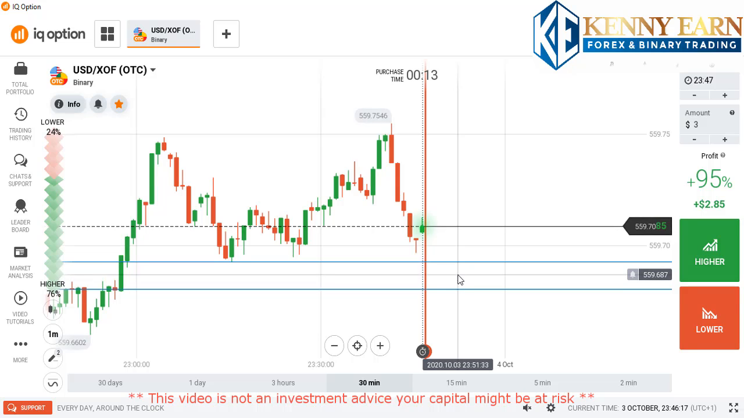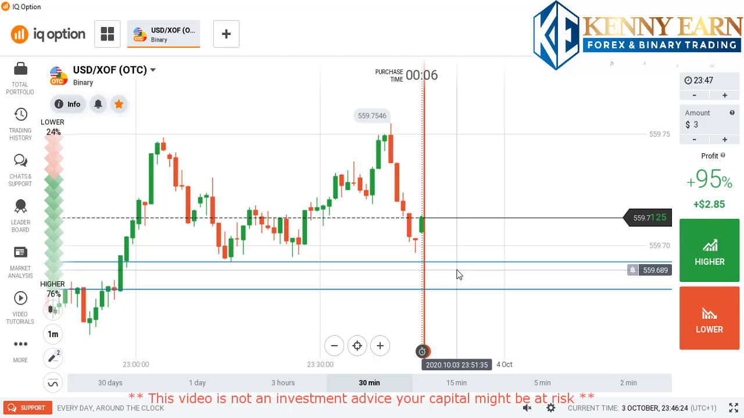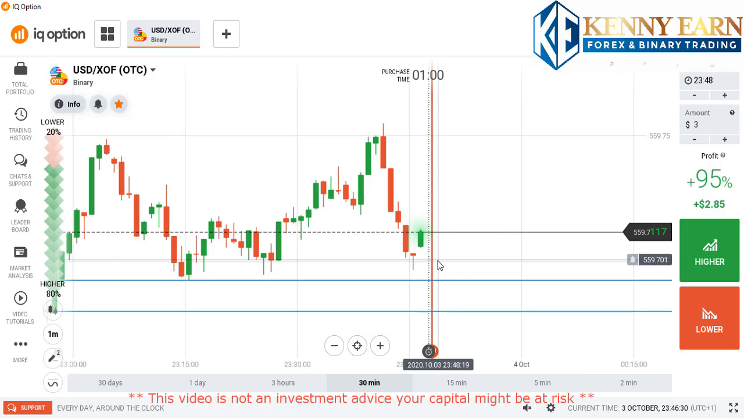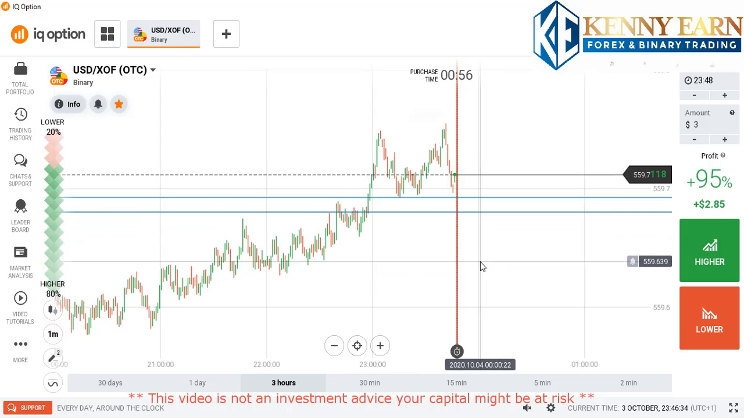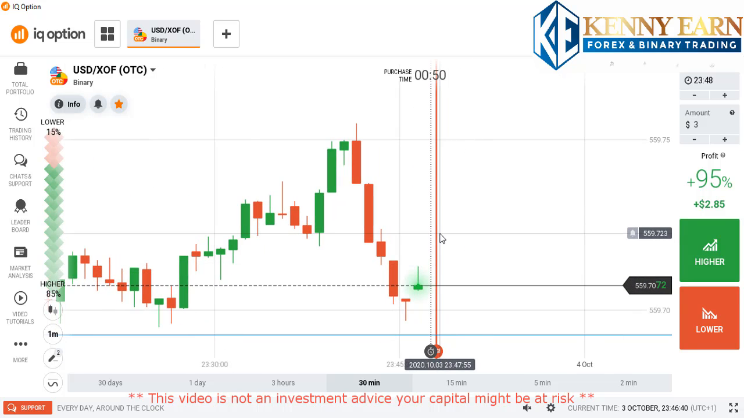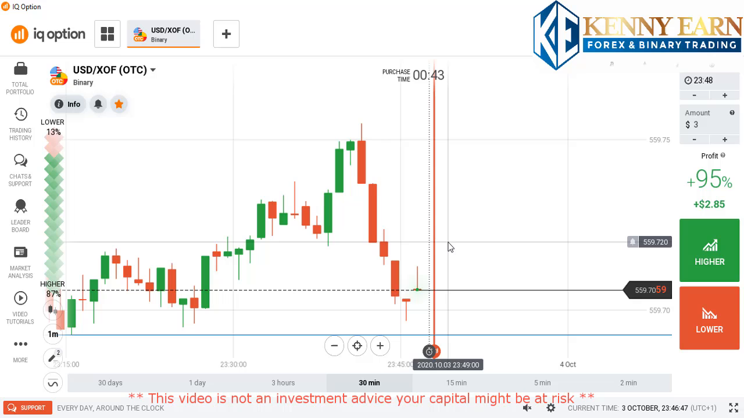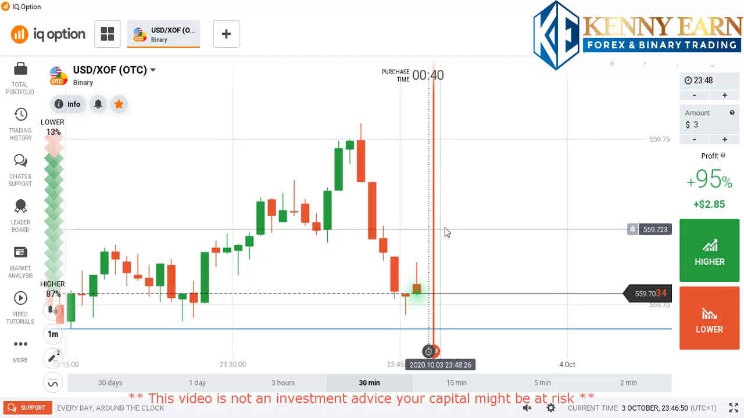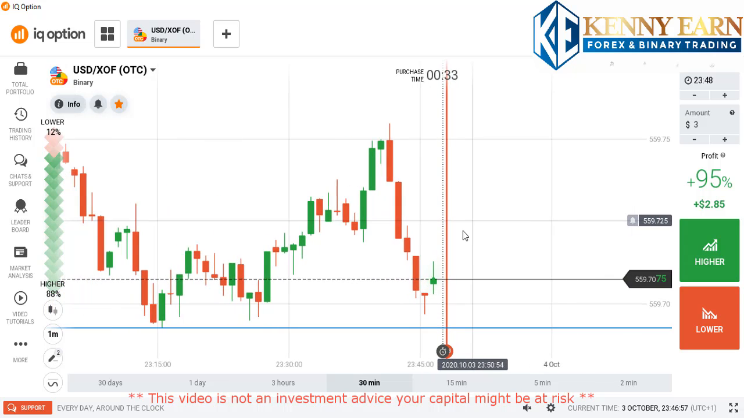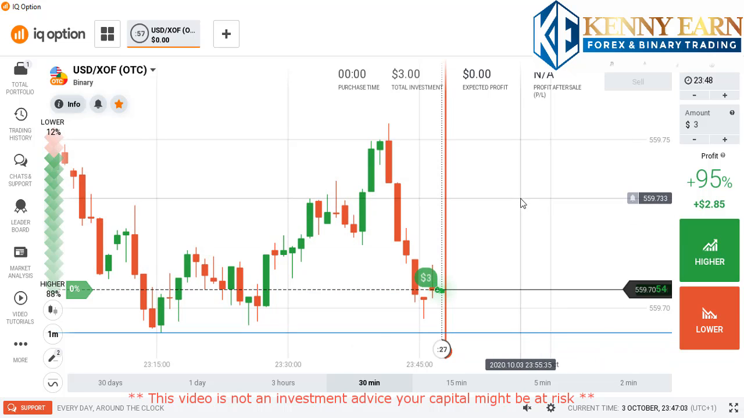Currently we are seeing some buyers entry in the market. I think this might be a retracement. Okay, I think I'll place my trade on the next candlestick now. I'll go with the higher option here.